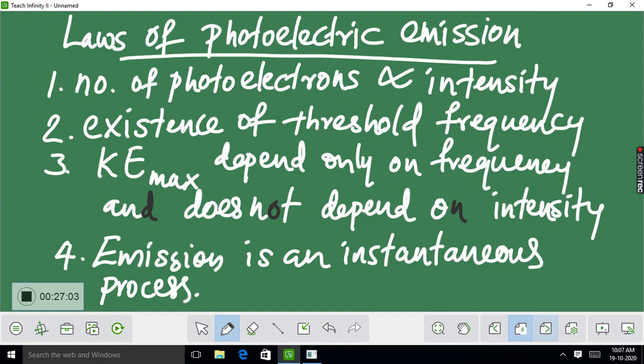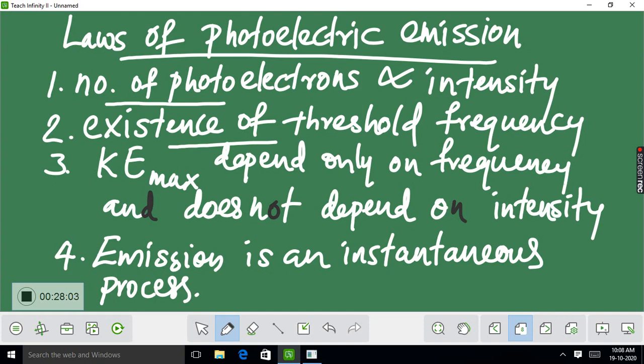From these experimental observations, we can conclude four points. They are known as laws of photoelectric effect or laws of photoelectric emission. First one: for a given metal and a given frequency of radiation, the number of photoelectrons emitted is directly proportional to the intensity of incident radiation. Second one: for a given metal, there exists a minimum frequency of incident radiation below which there is no emission of photoelectrons. This frequency is called threshold frequency.